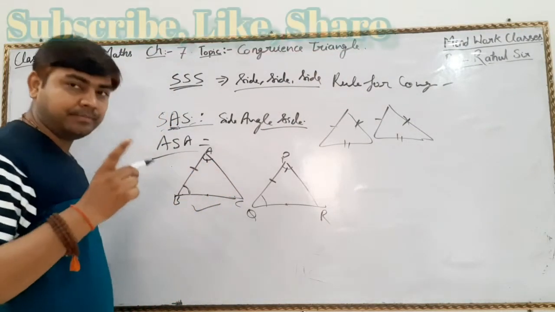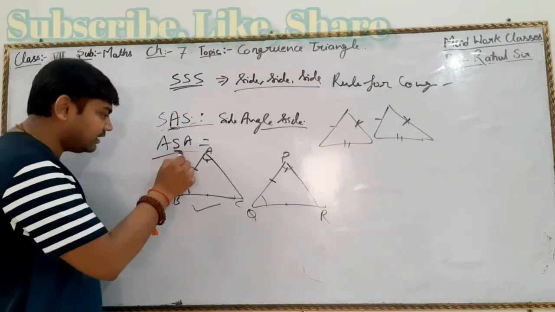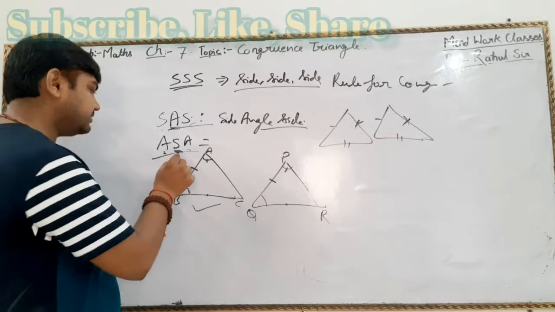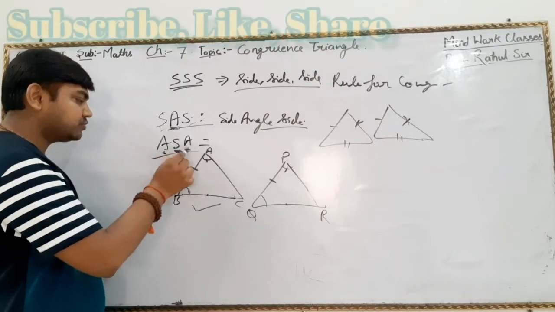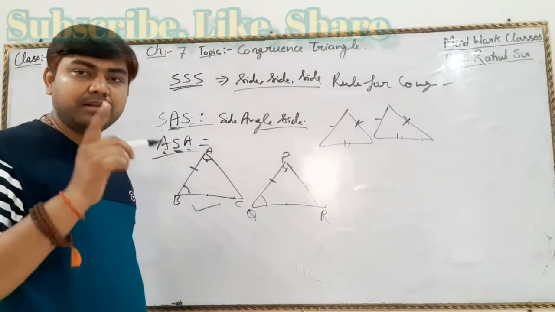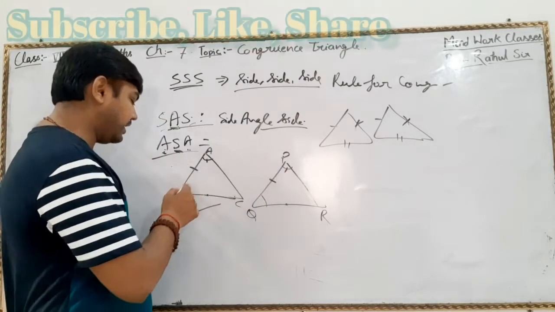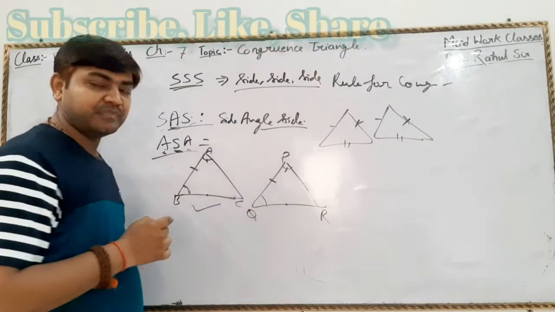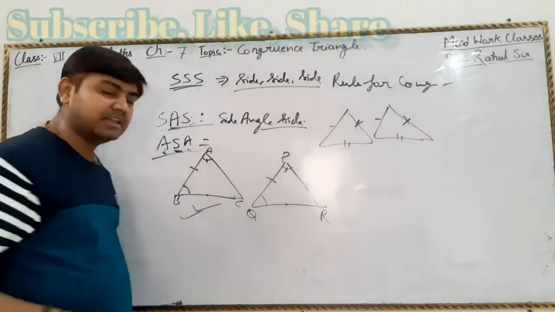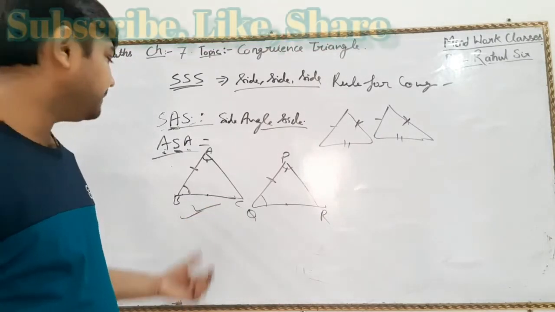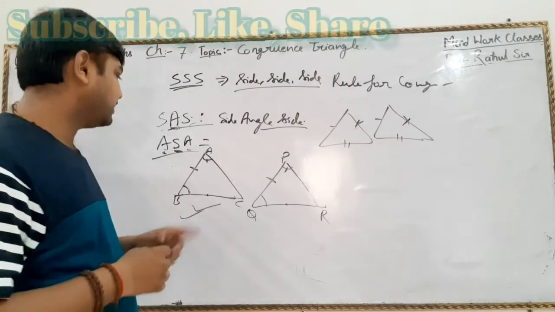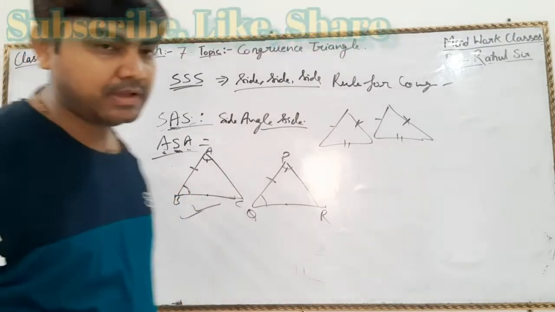And again please pay attention here, S is in between these two angles, that means the side must be in between these two angles. So this side will be equal to this side. If this is the case, then these two triangles will also be congruent.